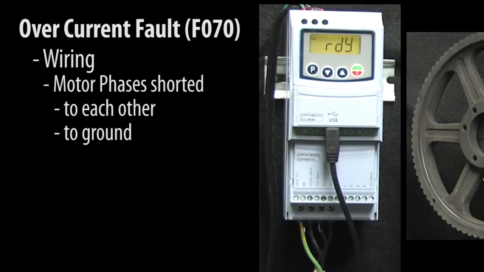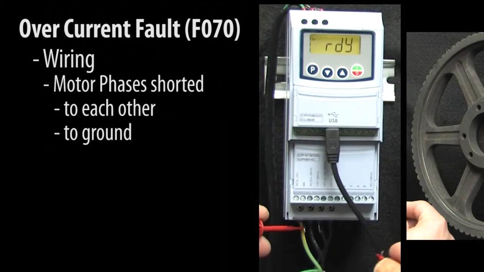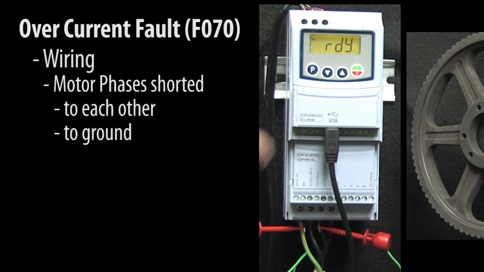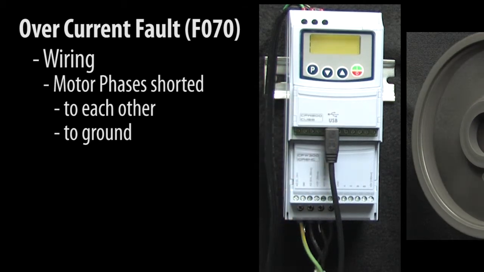For example, if I hit run, the drive spins the motor up to speed just fine. But if I use a clip lead to short two of the motor phases and then hit run, the drive sees the issue, immediately shuts down the output to prevent damage to the system, and issues an overcurrent fault code. Remove the jumper, reset the fault, hit run, and we're back to normal.